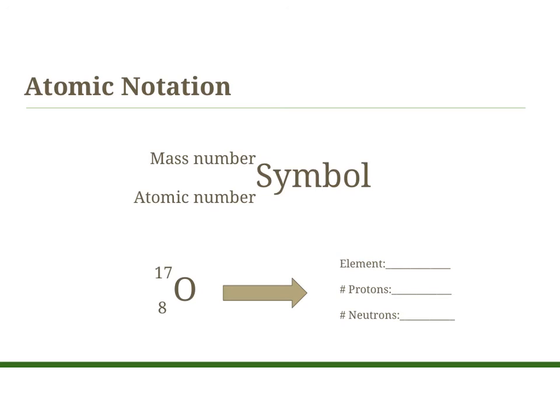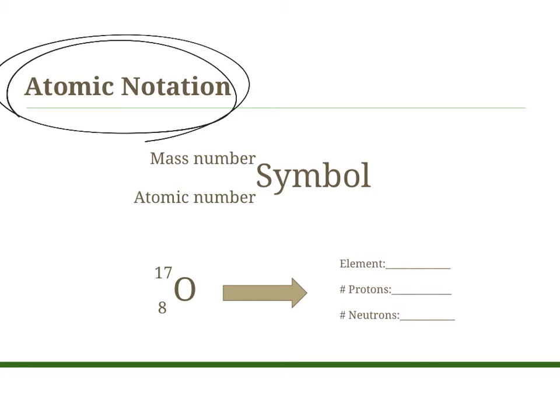Now, this atomic notation, you're going to have to use this atomic notation on your homework. The way that it works is that we put the mass number on top and our atomic number on the bottom, protons, right? An example would be something like oxygen. Oxygen has a mass number of 17, okay? and an atomic number of 8.